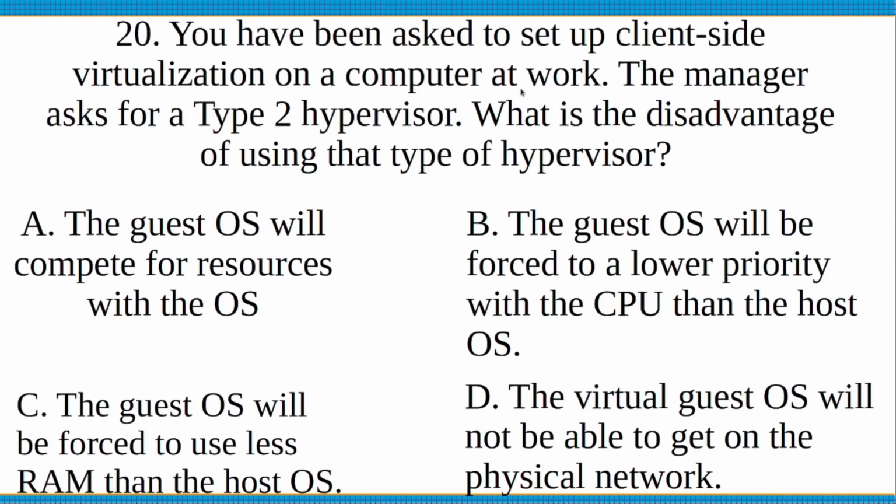Question number 20, which is the last on this video. You have been asked to set up client-side virtualization on a computer at work. The manager asks for a type 2 hypervisor. What is the disadvantage of using that type of hypervisor? A. The guest OS will compete for resources with the operating system. B. The guest operating system will be forced to a lower priority with the CPU than the host operating system. And C. The guest operating system will be forced to use less RAM than the host operating system, and the virtual guest operating system will not be able to get on the physical network.